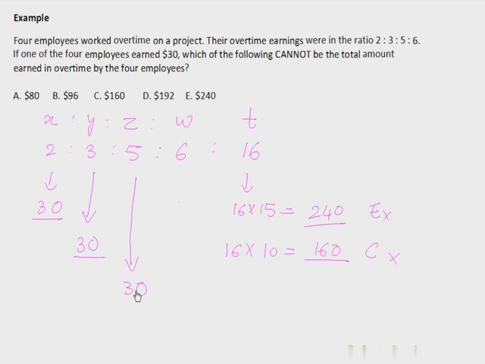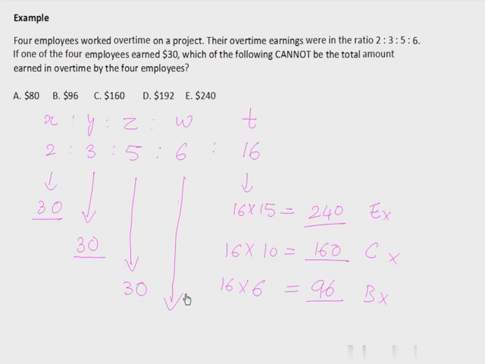What if Z becomes 30? Z to total, the ratio is 5:16. If Z is the $30, what is the total? So 5 to 30 is 6 times. So 16 times 6 would be 96. That's answer choice B. So B is out too.